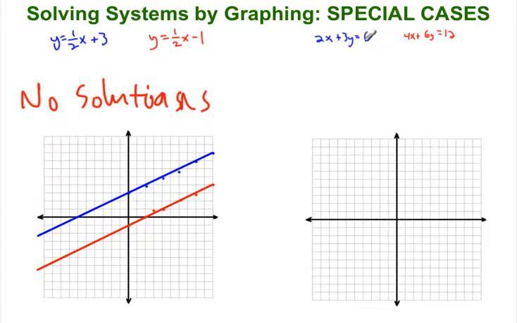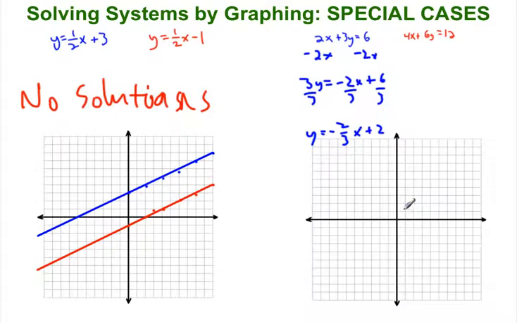All right, now let's look at another case. Here's another special case. We have two equations, again in standard form. So let's convert them into slope-intercept. Subtract 2x from both sides. I'll have 3y equals negative 2x plus 6, and divide by 3. Remember, divide all pieces by that coefficient on y. So y equals negative 2/3 x plus 2. So let's plot that. 2 and then negative 2/3. So down 2 over 3, down 2 over 3, down 2 over 3.